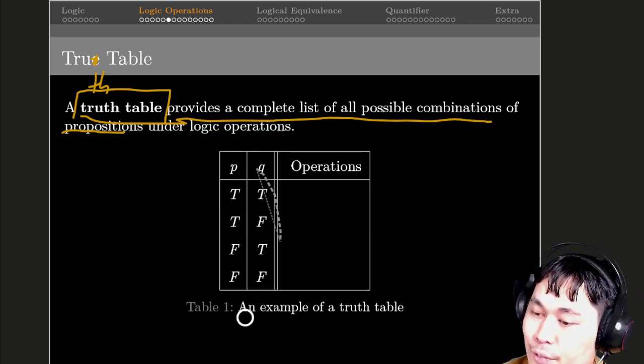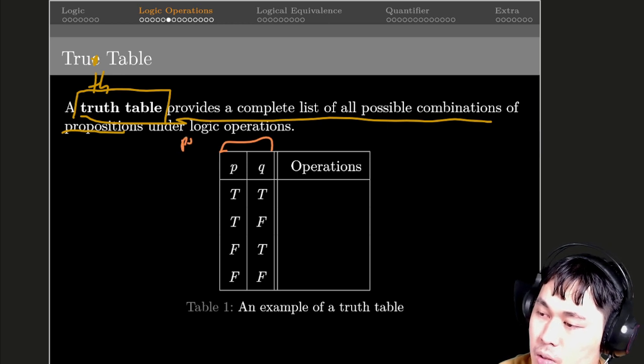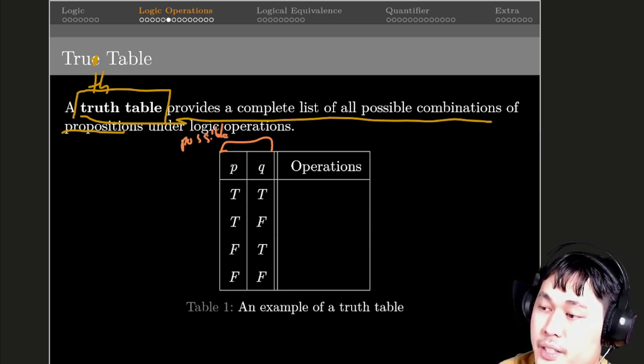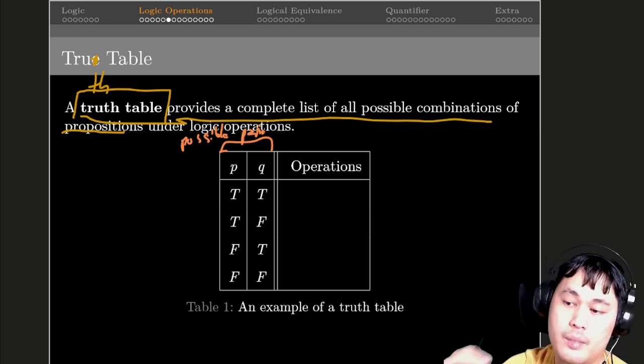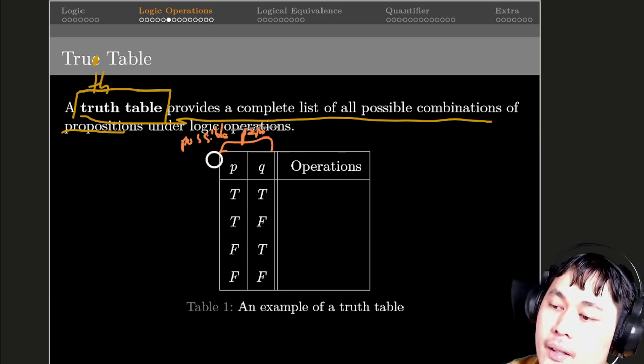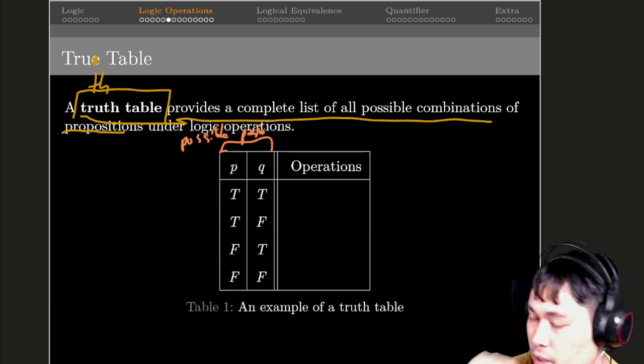Similarly, we have a table. In this table, we have all possible combinations. In this case, the combinations mean pairs, because there are only two statements to combine, to compare. That's on the left.